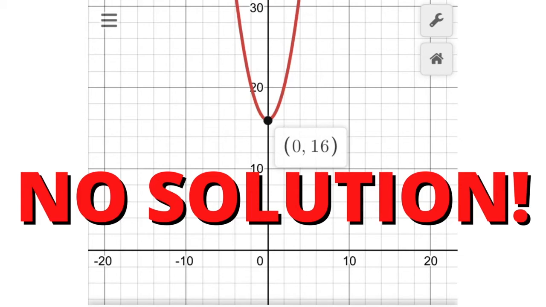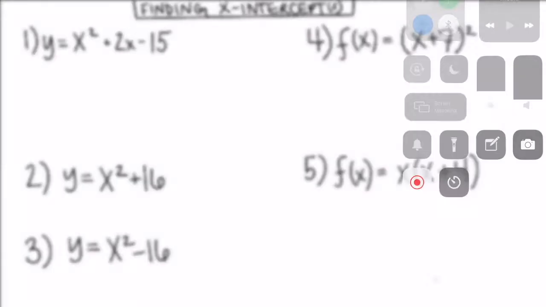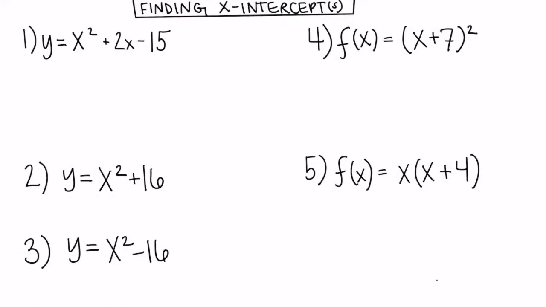Now let's take a look at what this looks like algebraically. All right, so I have 5 examples here, and we are going to find their x-intercepts by hand. So I always suggest that you check these with a graph, especially when you're starting out. That is an easy tip, and I'll show you the graphs for each of these after and how you could check that. But this is going to be going through the algebra process of how to solve it by hand.